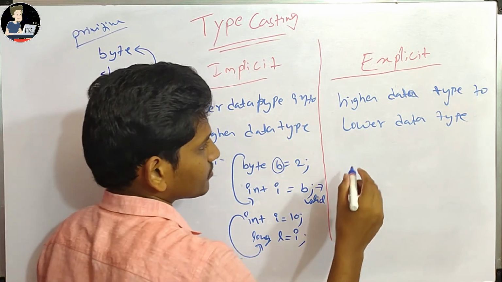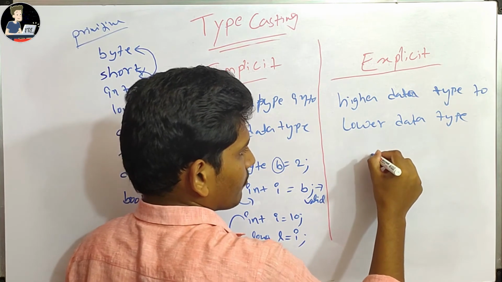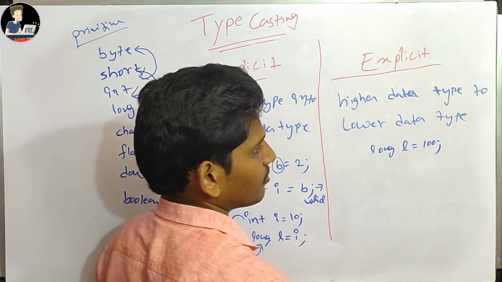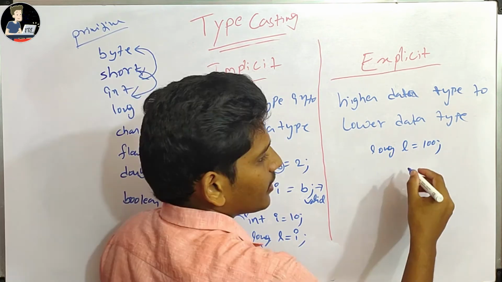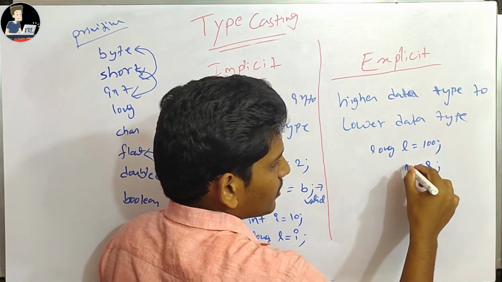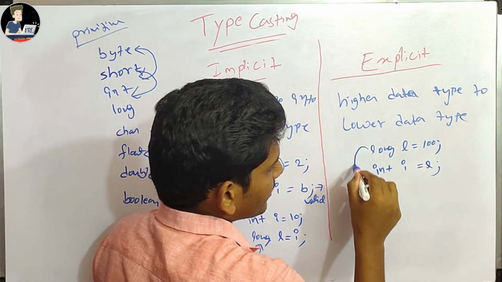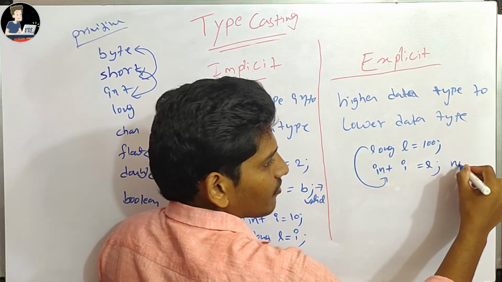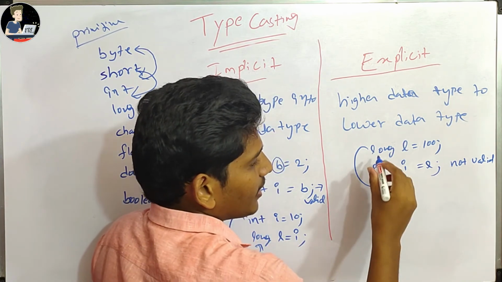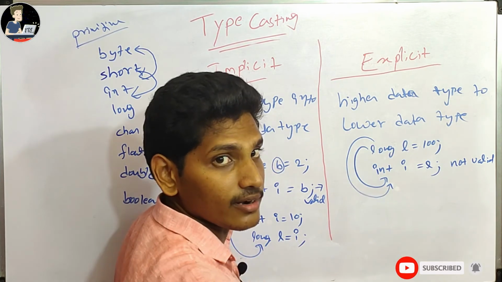For example, I am taking a long variable l equal to 100. Here I am assigning this l value to an integer variable. In this case, long is higher than int. This is not valid. Why? Because we are assigning the higher data type to the lower int data type.